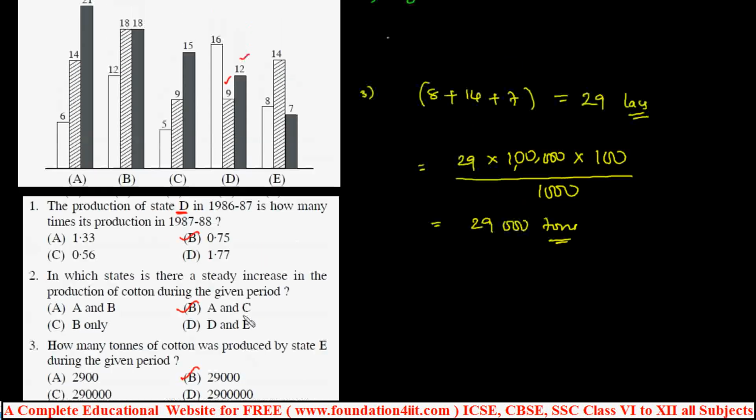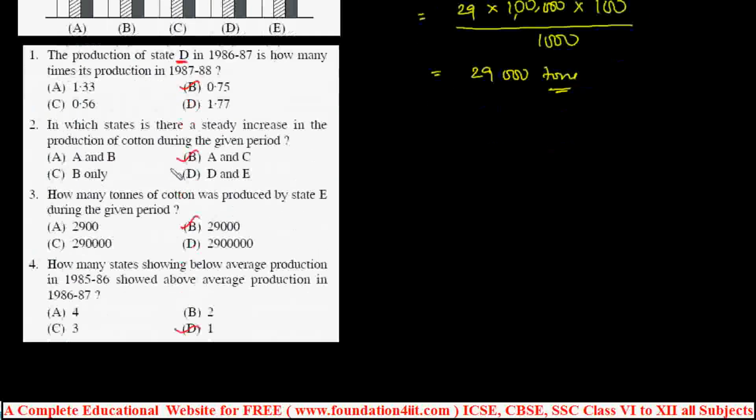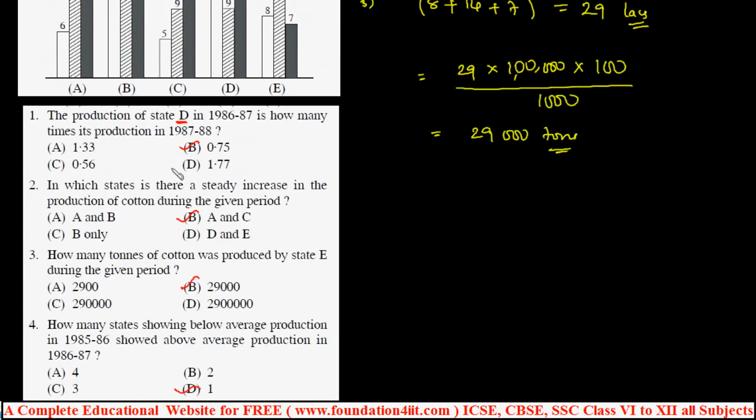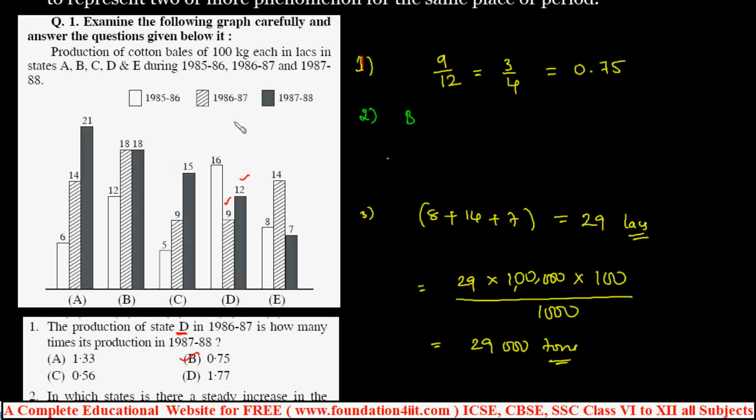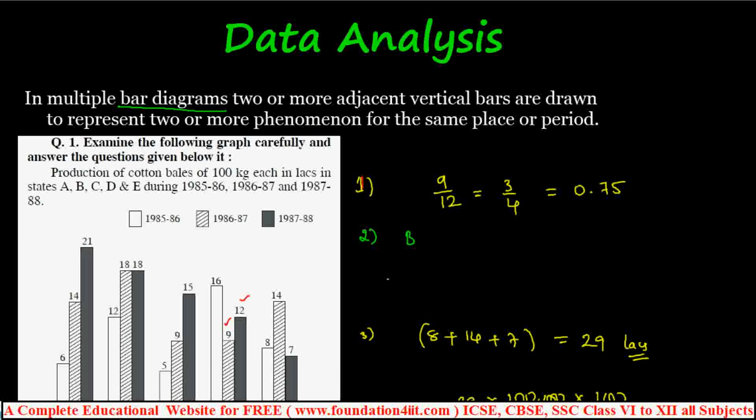Okay, 85-86 is this white one, and one more is 86-87. This is the slant line. So based on this only we will go for the average. Right? Let us have one more question.